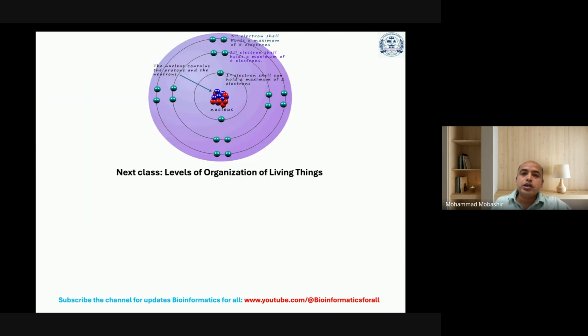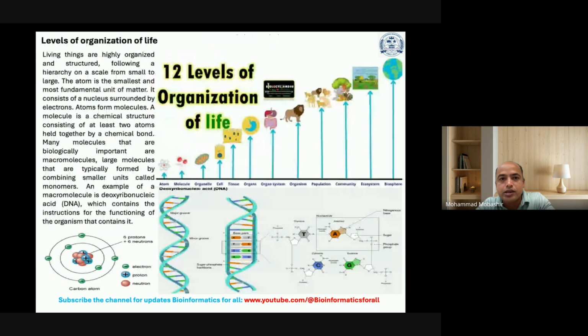Now, as I mentioned, next class will be on levels of organization for the living things. And the ground zero, the smallest level, is the atom, which I have shown here, but I will continue with this. There are 12 levels of organization of life. For example, atom, molecule, organelle, cell, tissue, organs, organ system, organism, population, community, ecosystem, biosphere. So, levels of organization of life.